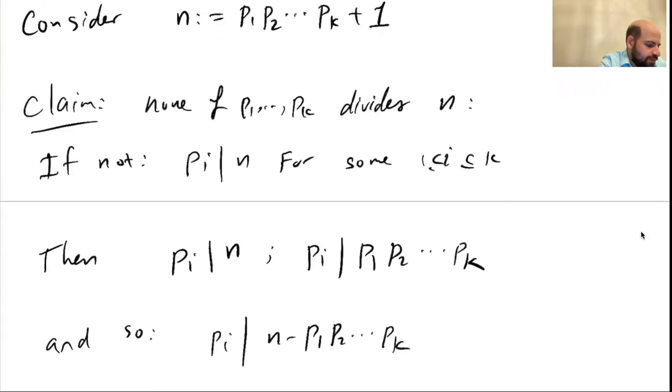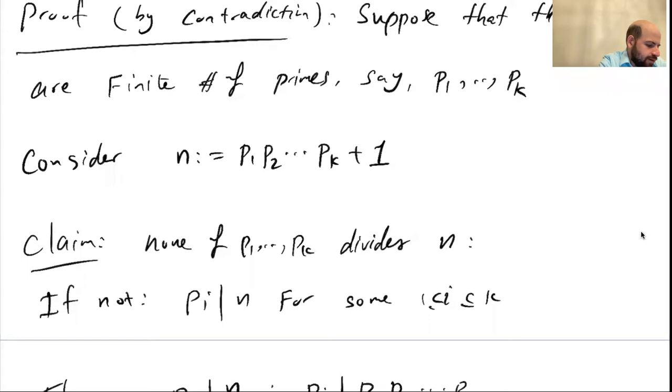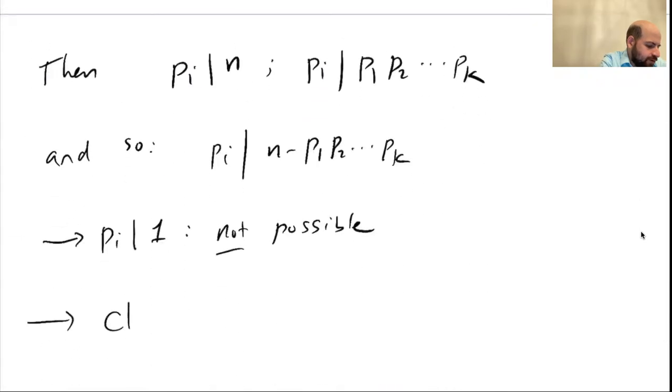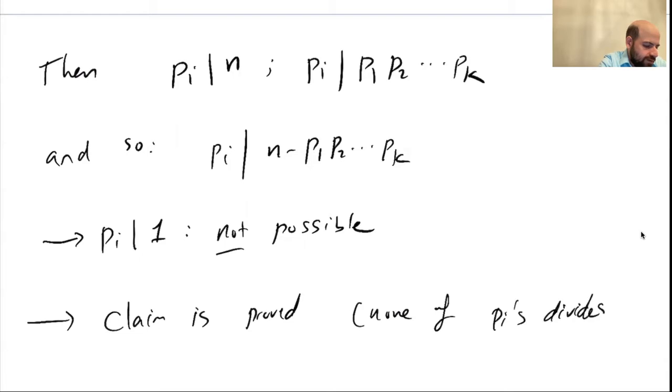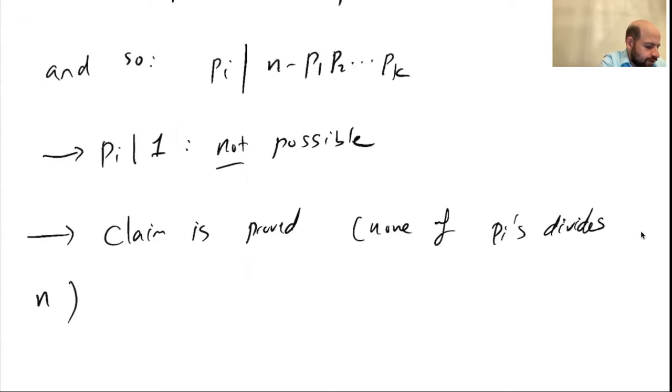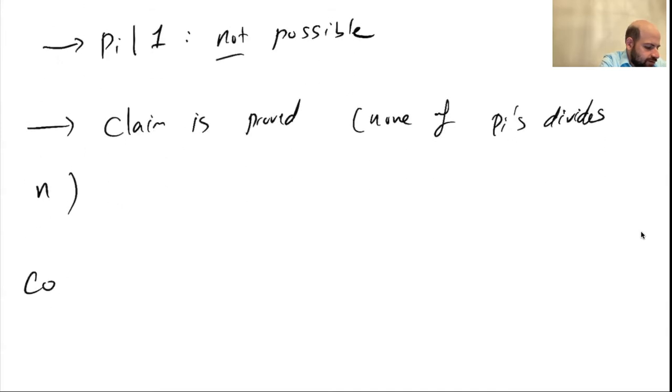So our claim is proved. Claim is proved, which means none of pi's divides n. And this is a contradiction. Why is the contradiction? Because, well, we know that by fundamental theorem of arithmetic, n must have at least one prime factor, but none of the prime numbers in the world divides n.